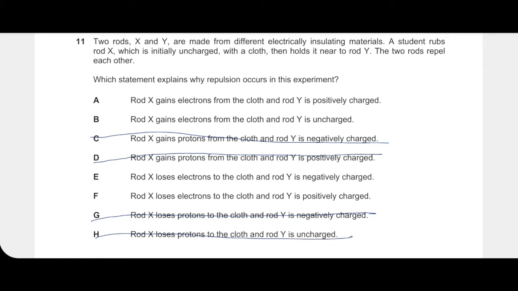Now, when electrons are gained, an object becomes negatively charged. Also, if an object loses electrons, it becomes positively charged. For repulsion to occur, the 2 objects must have the same charge. So, either rod X gained electrons from the cloth and rod Y was negatively charged, or rod X lost electrons to the cloth and rod Y was positively charged. What do you think makes more sense? To me, the second explanation makes sense. So therefore, option F is the right answer. And that is question number 11 completed.